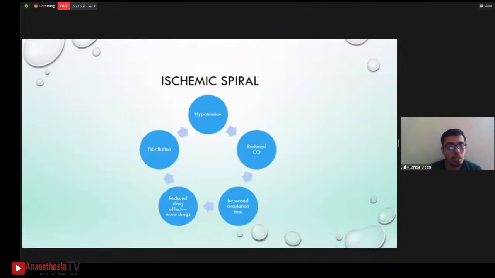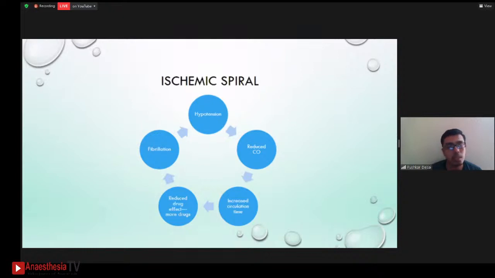Coming on to the ischemic spiral in coronary artery bypass surgery. Initially, hypotension sets in, which results in reduced cardiac output, which translates into increased circulation time. So whatever drugs we give are not reaching their targets, and the effect is not being produced. So with the reduced drug effect, we tend to give more drugs, and ultimately either the patient lands up in the extremes of pressures, or due to persistent hypotension, the heart fibrillates.